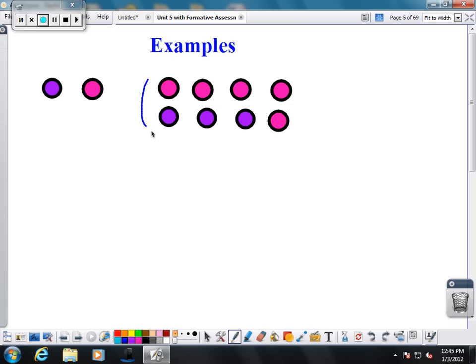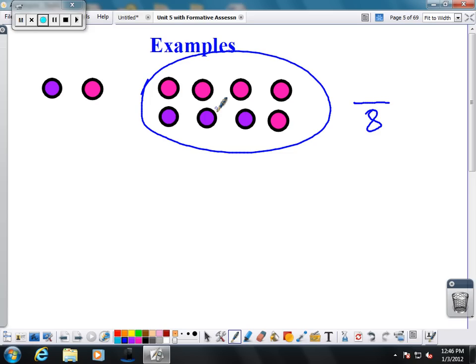Let's circle that. There's my whole. That is going to be my denominator because that is the number of chips in my whole. The other one that I want to do is, let's say I want to know how many of those are purple. Well, there's 1, 2, 3. So 3/8 of my entire set is purple.